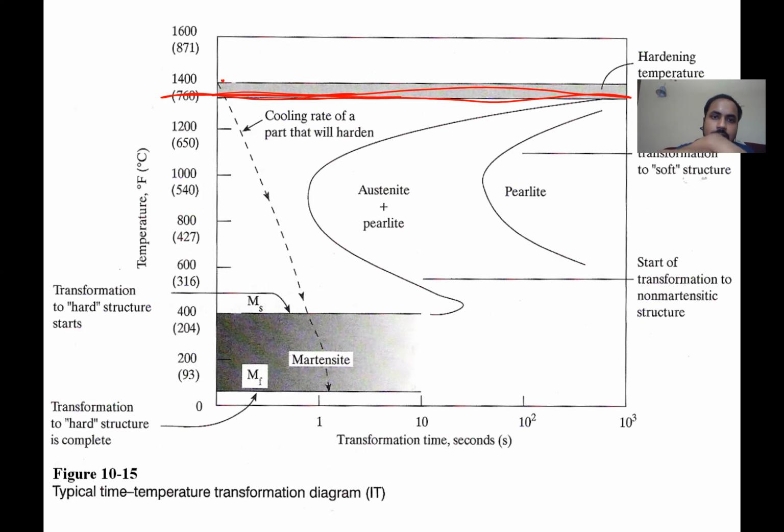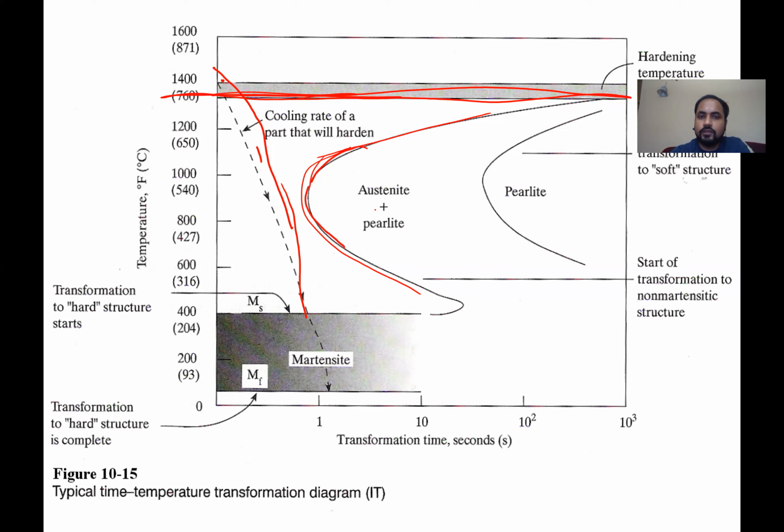So, for example, you have heated it above AC3. This red line is showing you the AC3 temperature. Now, if you cool the material in such a way that you don't cross this nose of the curve here, you cool it and then you reach here. That means with this cooling rate, I'm going to form 100% martensite because I did not cross this nose.